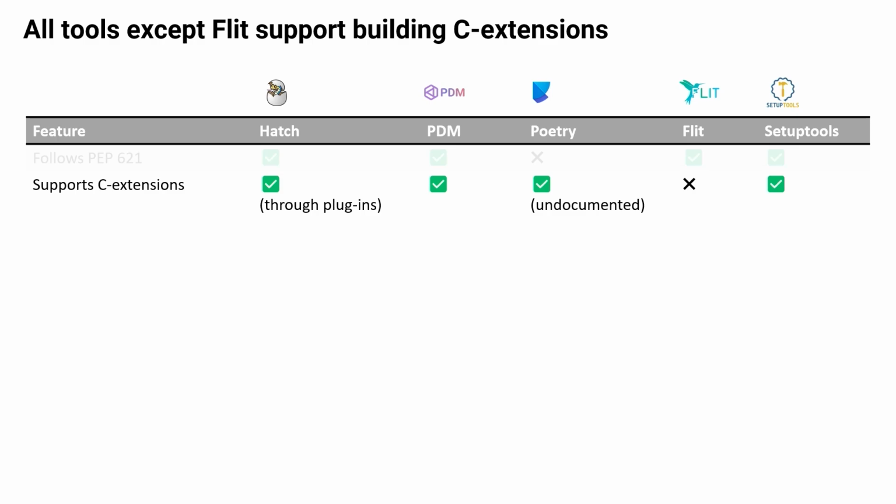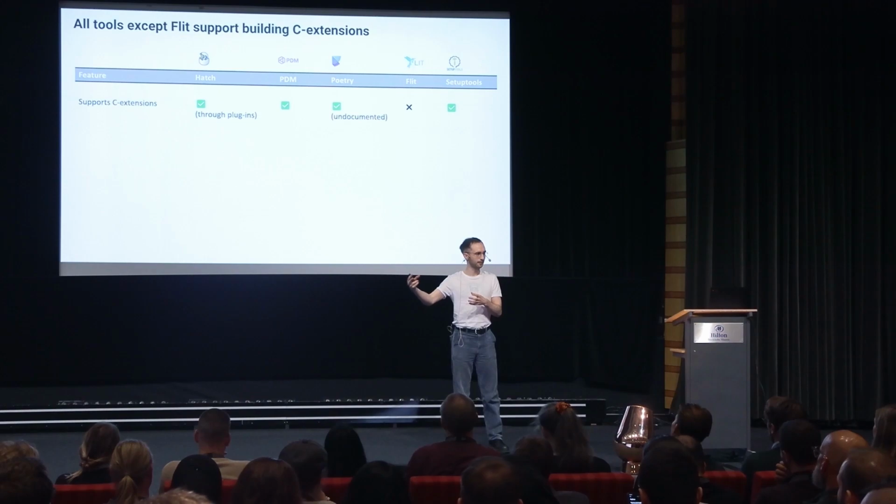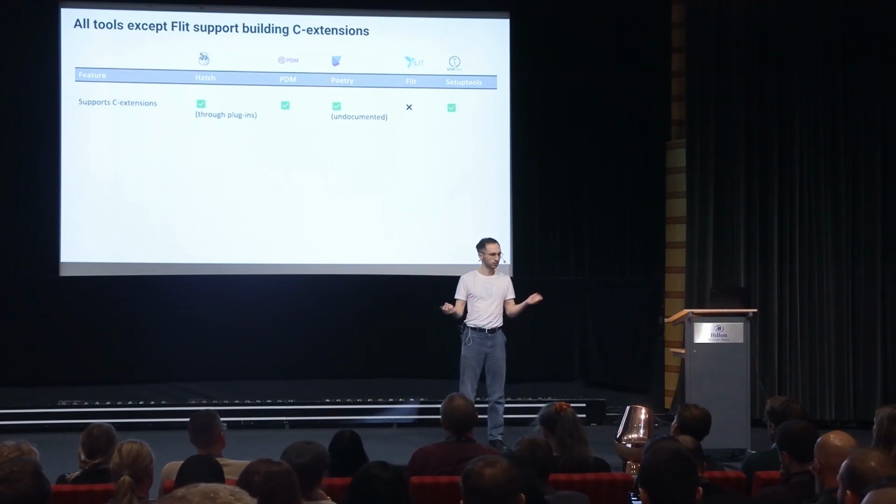And Hatch, while not natively supporting C extensions, does have this really neat plugin system where you can extend the build system and add support for Python or Rust or whatever. And you can use plugins that someone else has made as well.